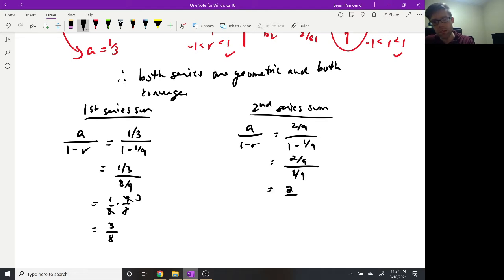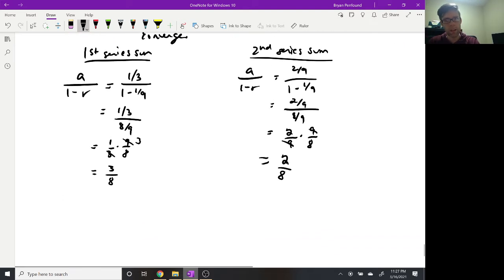So that's 2/9 times 9 over 8, so our 9s will cancel, and we can cancel out a factor of 2 to get 1/4. Actually, let's keep it as 2/8, because I'm going to have to add these together anyway to get 5/8. All right, so that takes care of utilizing the formula.